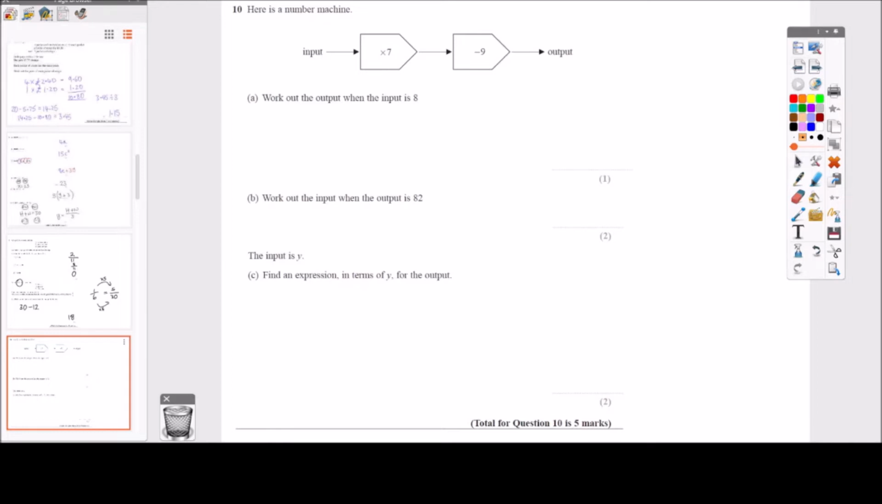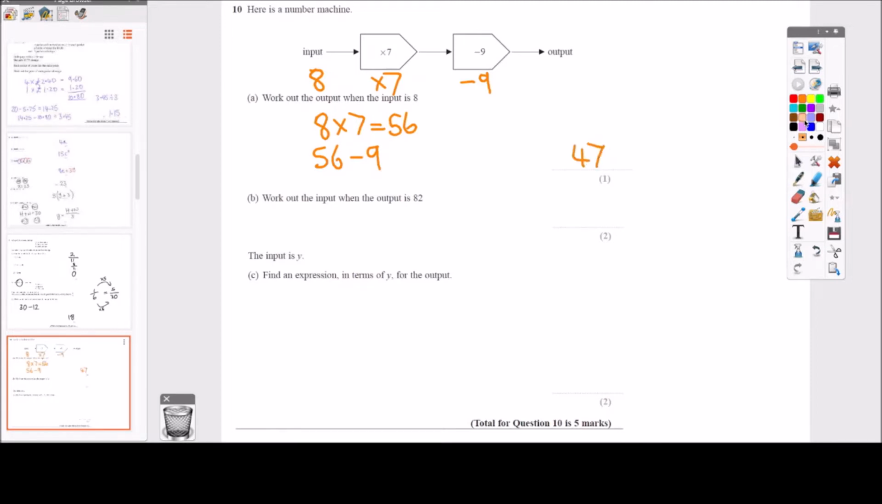Question 10, part A. Work out the output when the input is 8. So the input is 8. We're then going to multiply that by 7. Well, 8 times 7 is 56. And then finally we take away 9. 56 take away 9, and that equals 47.